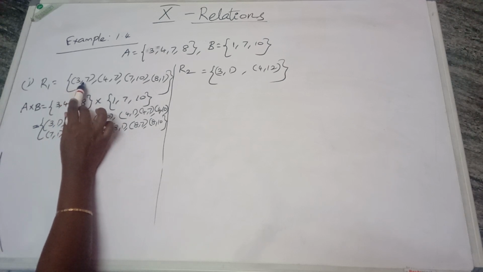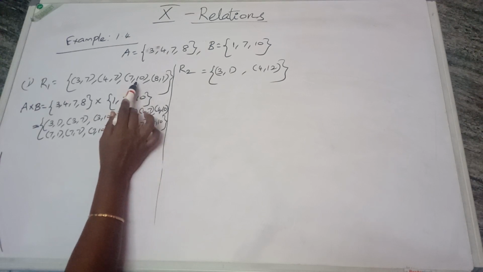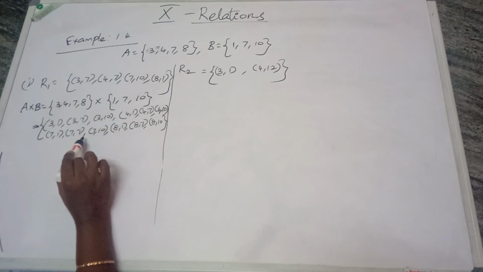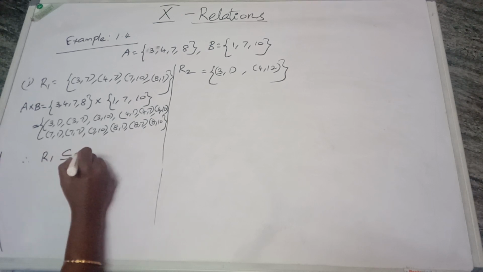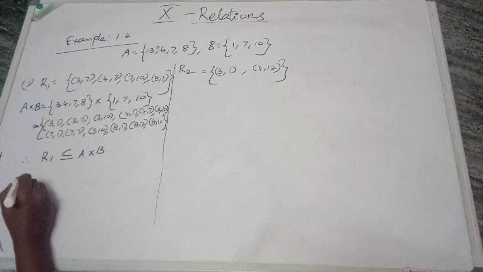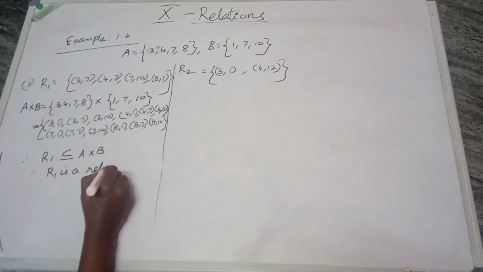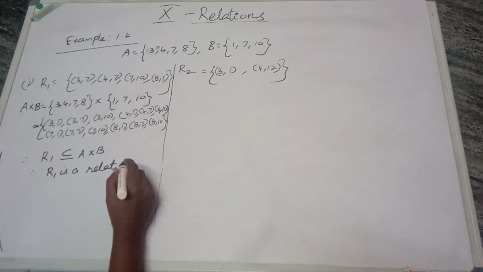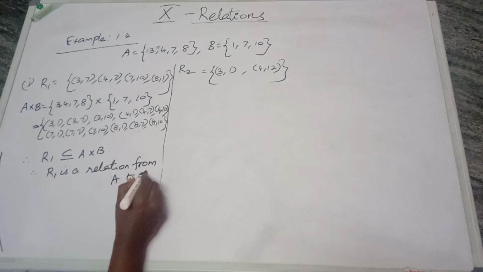So 3, 7 is in R1. Here also 3, 7. 4, 7 is in R1. 4, 7 is also here. 7, 10 is here. And 8, 1 is here. So every element in R1 is in A cross B. Therefore, we can say R1 is a subset of A cross B. Therefore, R1 is a relation from the set A to B.